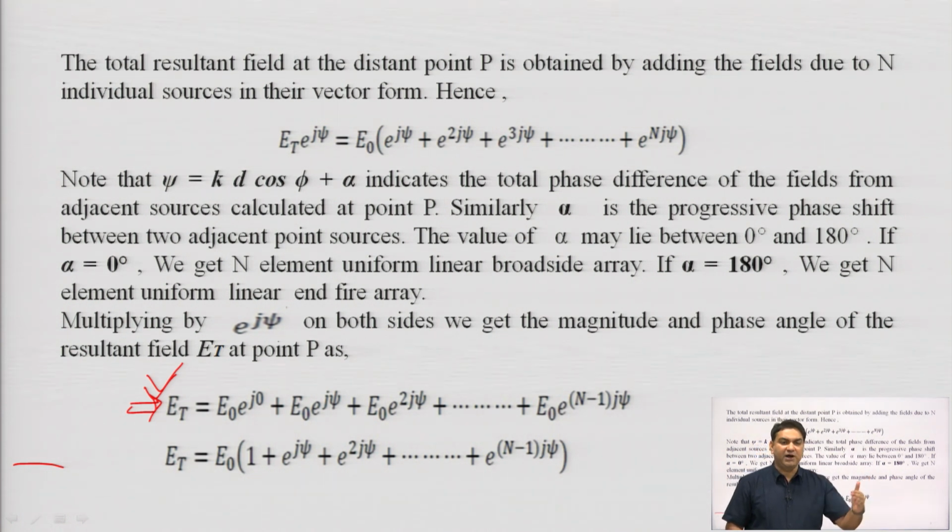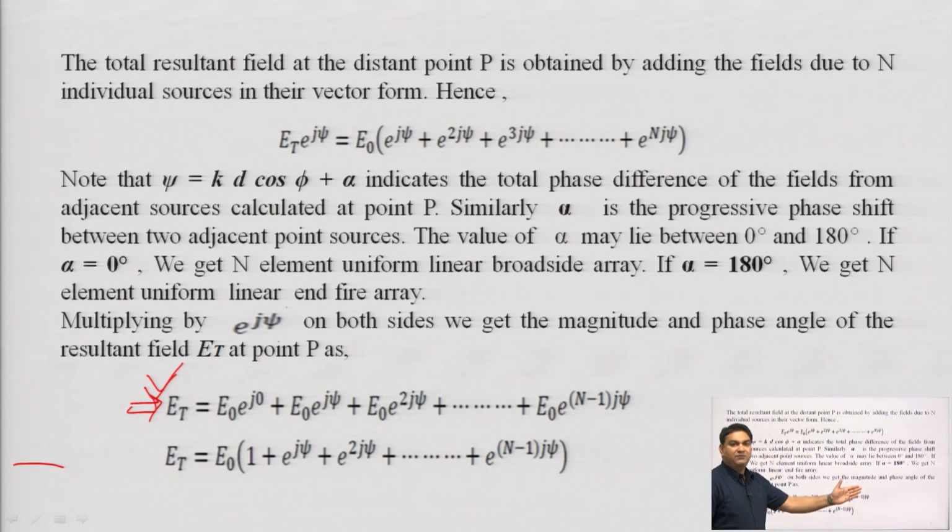After that, point source number 2, number 3, number 4 have the other field strengths like this: E naught e to the power j psi plus E naught e to the power 2j psi and so on. This can be written as ET equal to E naught common, and this is the final.